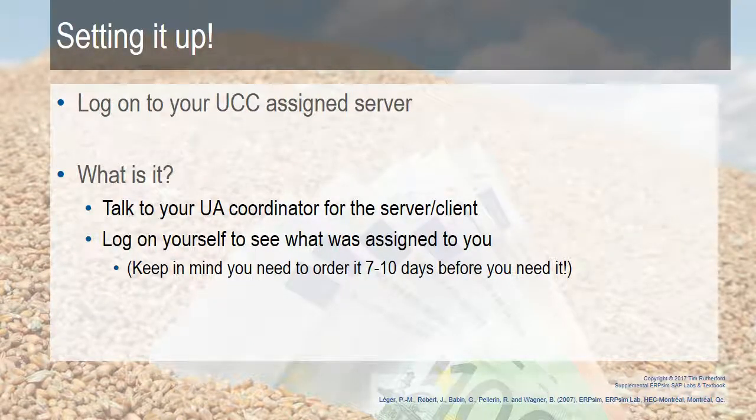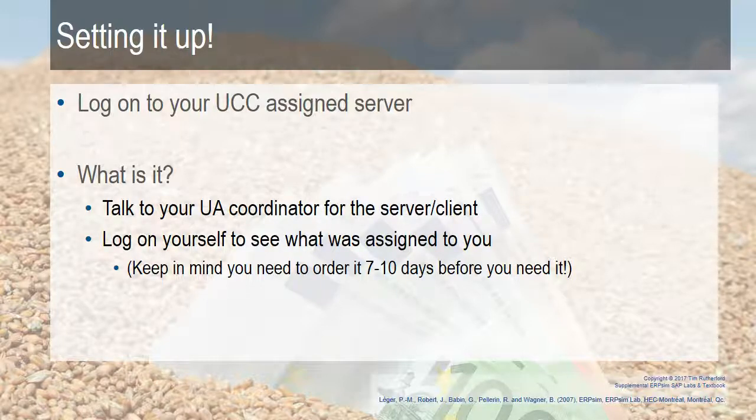So setting it up, that's why you're watching the video. The first thing you do is log on to your UCC assigned server. And what is it? What is the server? Well, if you don't know, you need to talk to your University Alliance coordinator at your university to get the server and the client. Or if you're the person who orders your own, it depends on how your university is set up. If you already know what the server and client is, you just need to log on.